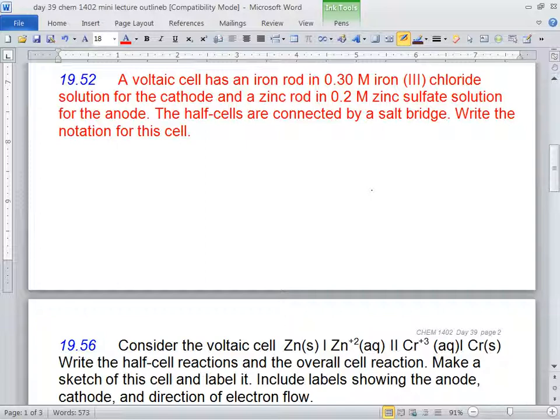A voltaic cell has an iron rod in a 0.3 molar iron 3 chloride solution for the cathode and a zinc rod for the anode and a 0.2 molar zinc sulfate solution. The half cells are connected by a salt bridge. Write the notation for this cell. So let's not only write it, let's also draw it. Do both.